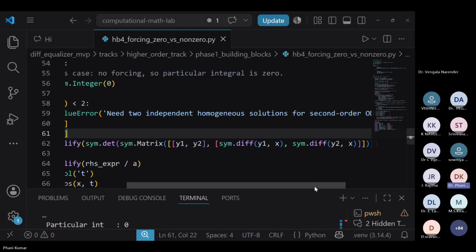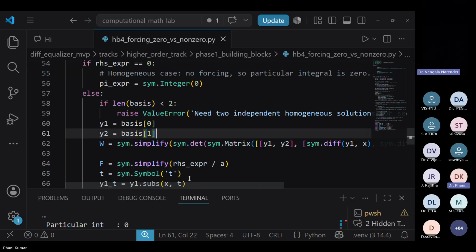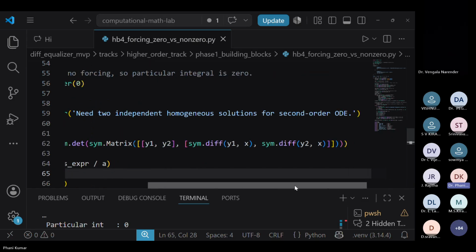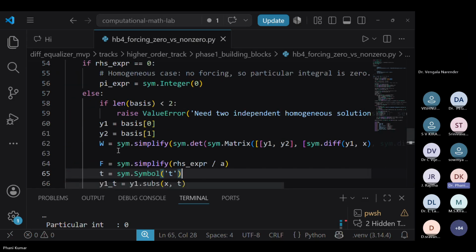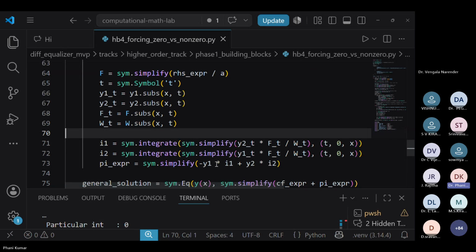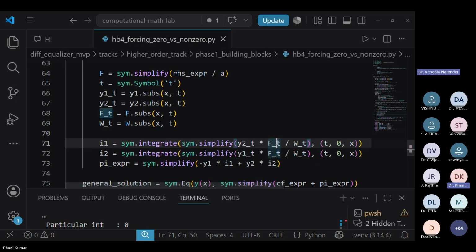So two solutions, we call them y1 and y2. Taking those y1 and y2, we take the Wronskian, which we call W, and y1 of t is what we are going to integrate here. You know that the right hand side is the forcing function r of x. Then what is the formula for u1 of x, a of x and b of x?